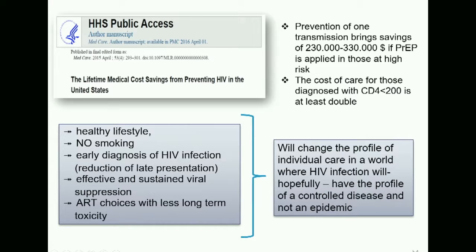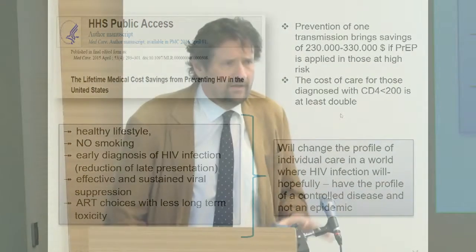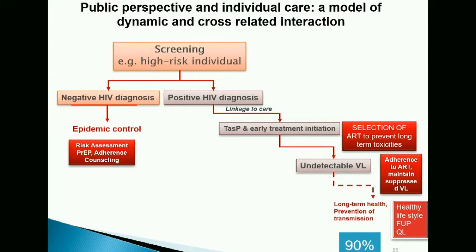One sentence: prevention of one transmission brings big savings if PrEP is applied to those at high risk. The number needed to treat is about 15, so it's very efficacious. And the cost of care for those diagnosed with CD4 below 200 is at least double. That's very important. So test early, that's important for the individual, for the community, and for public health per se.